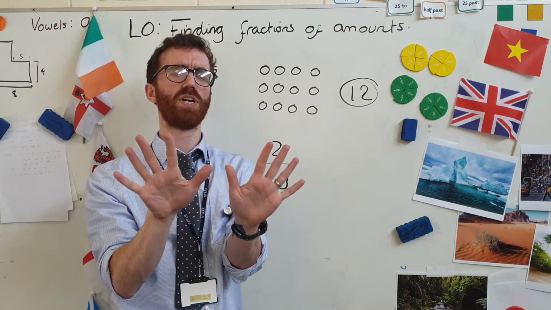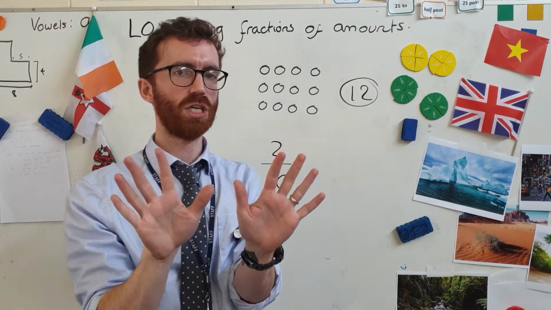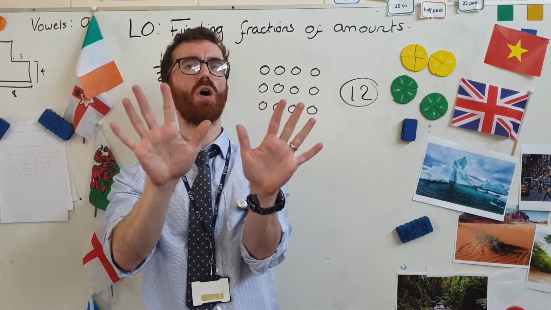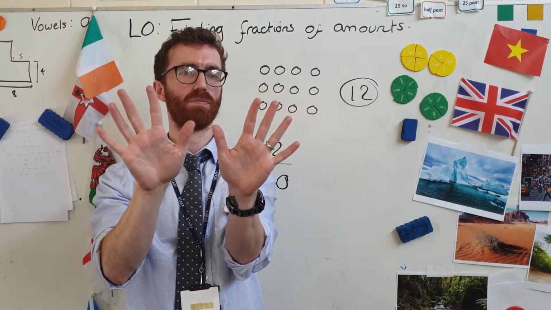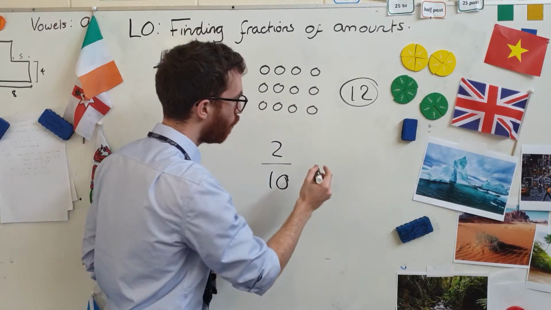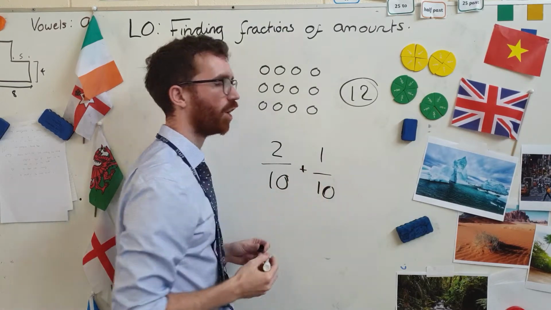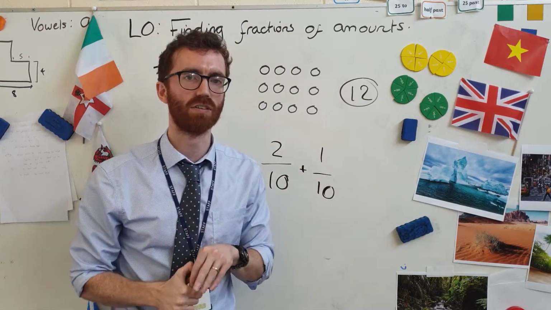Okay, let's have a look at something else with my fingers. What fraction of my fingers have a ring on it? That's right. 1 out of 10 of my fingers have a ring on it. Okay, so 1/10 of my fingers have a ring on it.